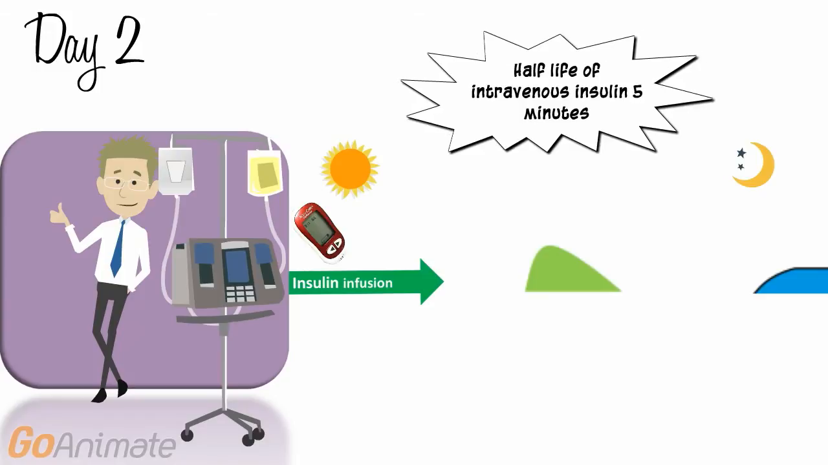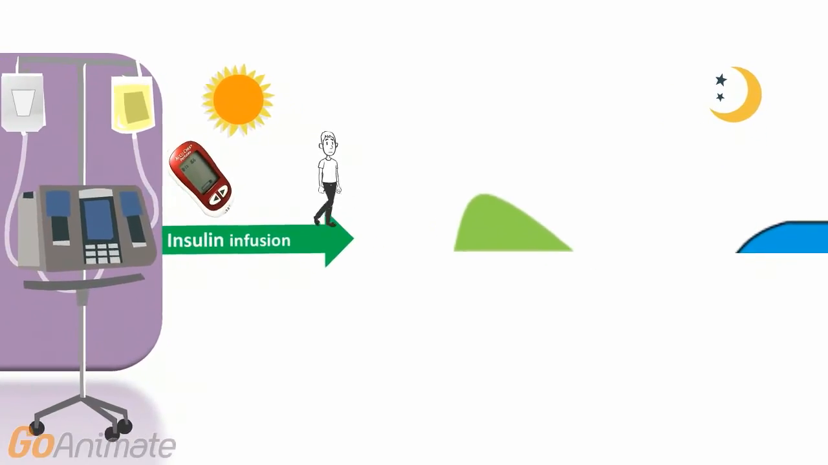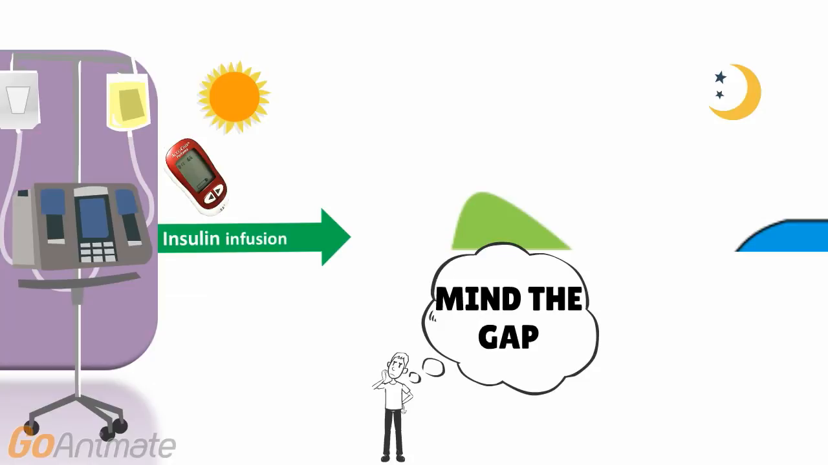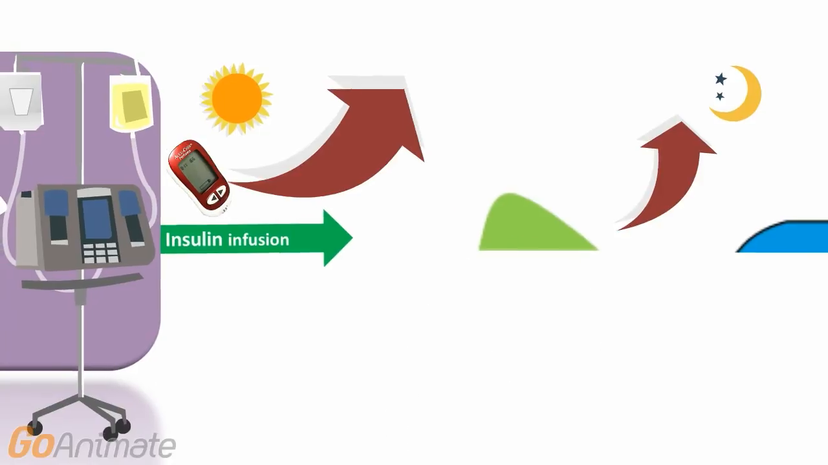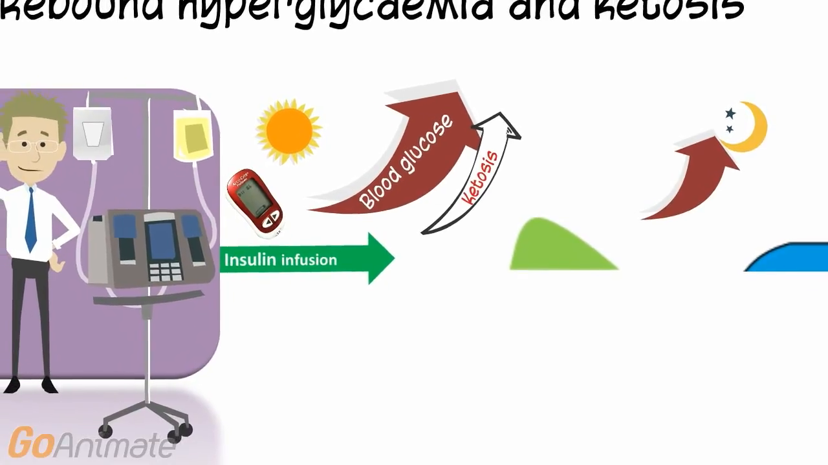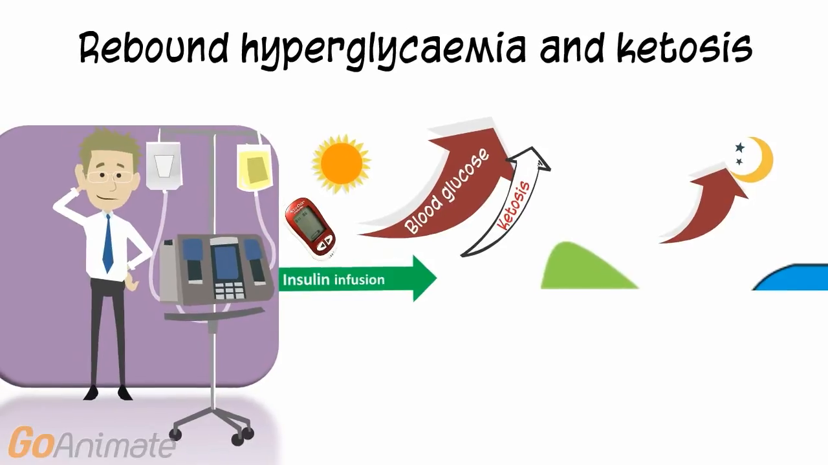Remember, half-life of intravenous insulin is only 5 minutes. Stopping intravenous insulin without restarting regular subcutaneous insulin will put the patient at risk of rebound hyperglycemia and ketosis.